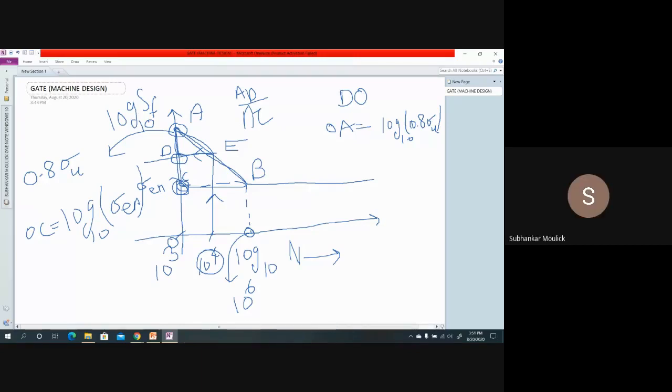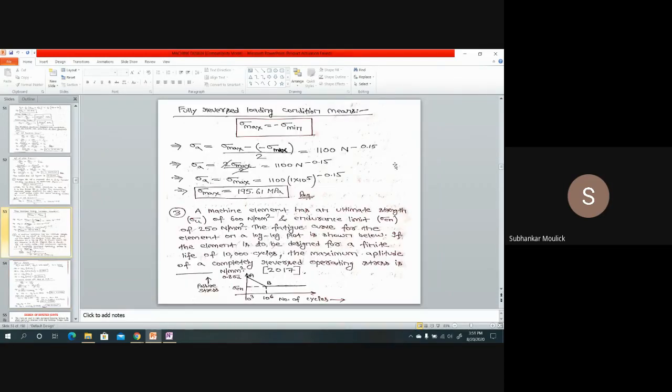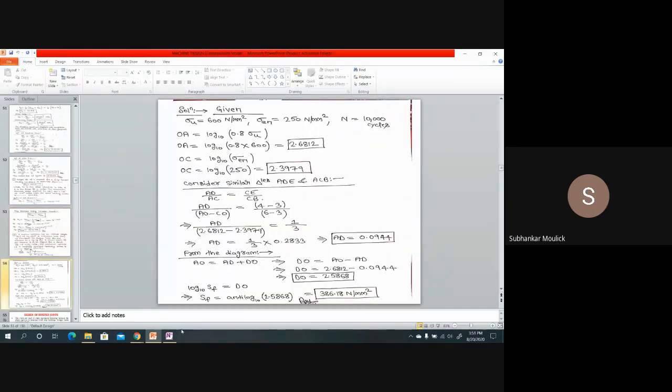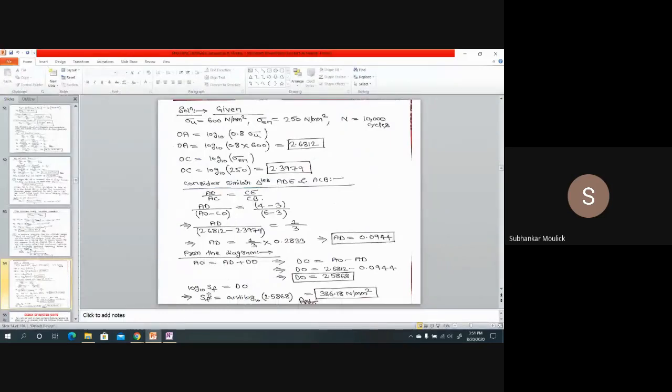Yes sir, I can write that. Similar triangles, so AD by AC equal to DE by CB. Then how can I write AC? Let us see. Now this A to C will be AO minus CO. AC will be AO minus CO. Yes sir, it will be.